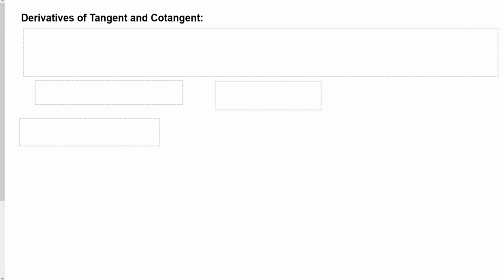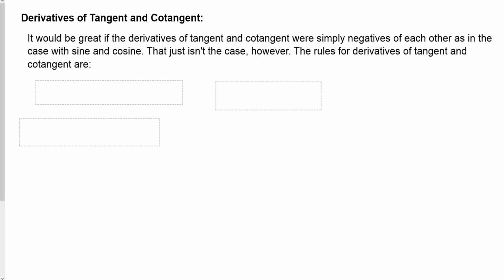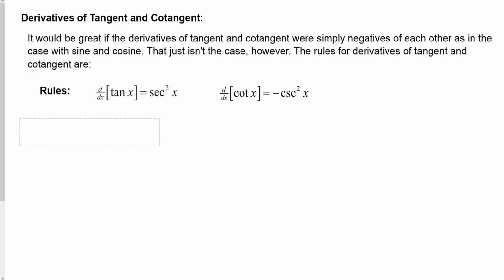Now let's move on to the derivatives of tangent and cotangent. And it would be great if the derivatives of tangent and cotangent were simply negatives of each other, as in the case with sine and cosine. That's just not how it works, unfortunately. The rules for derivatives of tangent and cotangent are: the derivative of tangent of x is secant squared x, and the derivative of cotangent of x is negative cosecant squared x.